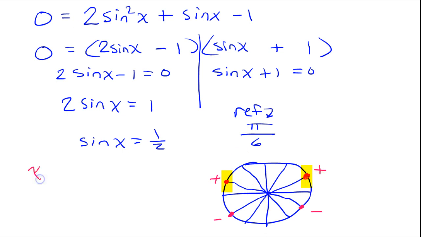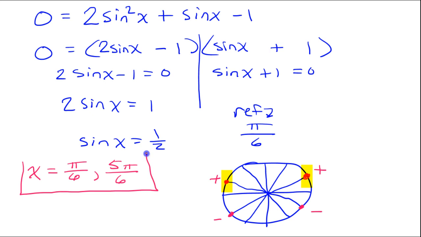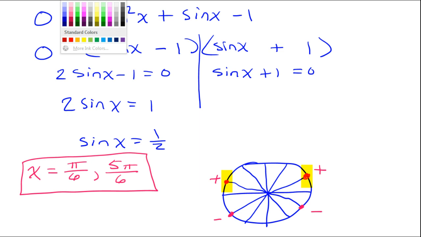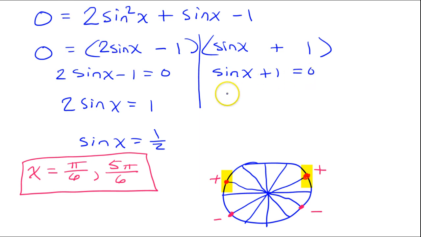So those angles are, the first one is pi over 6, and the second one is 5 pi over 6. Okay, so I have these 2 solutions so far. Now what about the other little equation over here? Subtracting 1 from both sides, I get sine x is equal to negative 1.